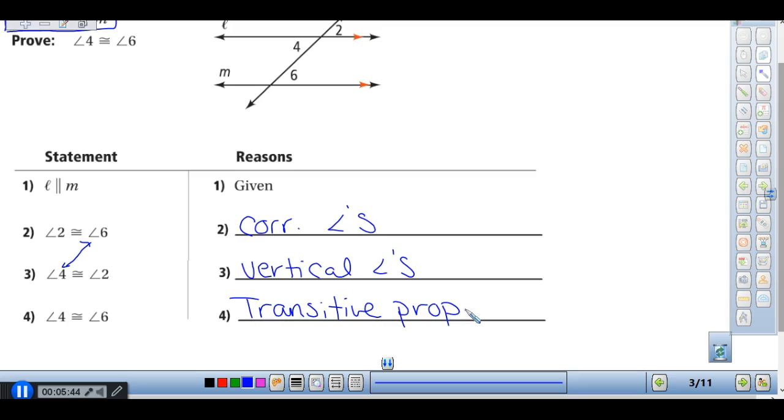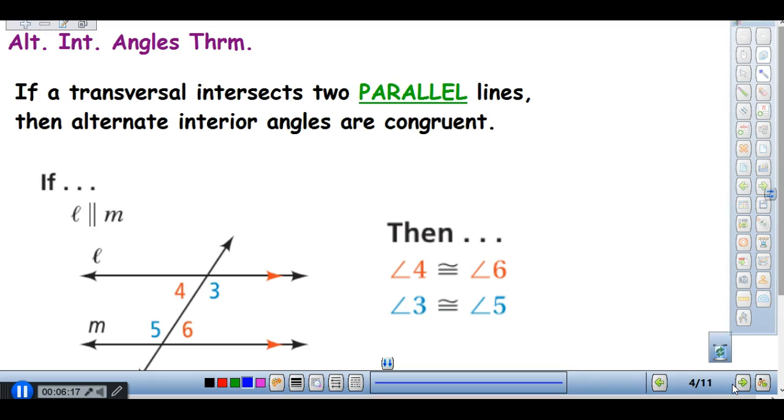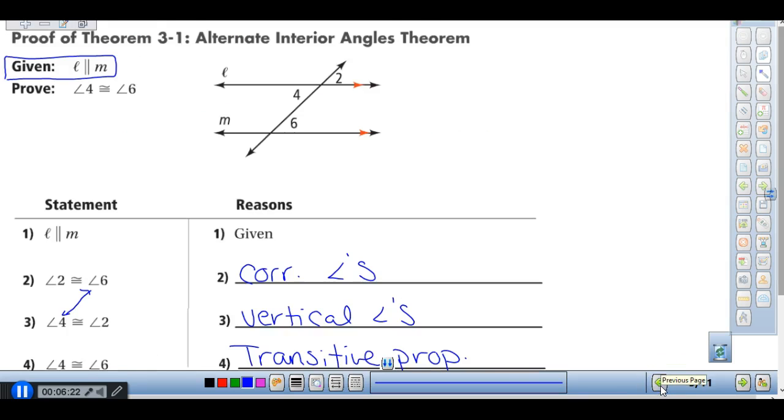4 and 6 aren't corresponding. 4 and 6 are, what are they? They're on opposite sides, so they're alternate, and they're on the interior, so they're alternate interior. And that's what we just proved. We proved that 4 and 6 are alternate interior angles, and therefore, that brings us to our next slide. Alternate interior angles are congruent. How do you cut out the middle? Well, we did. We took out the common numbers.